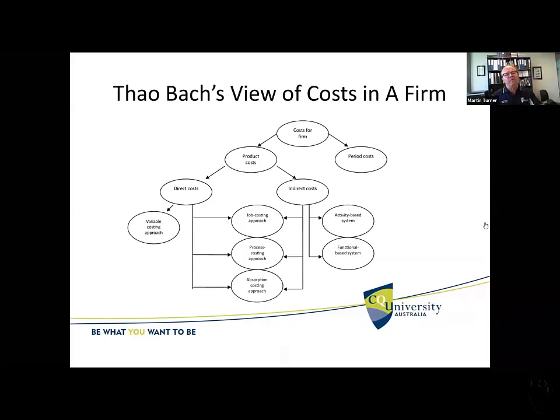So she started with all the costs of a firm. And she saw that all the costs are broken into product costs and period costs. And that's the top part of the chart up here. So we can have product costs and period costs. And that's a key distinction. So here we are, product costs and period costs. So she saw all the costs of a firm could be broken into 2 items.